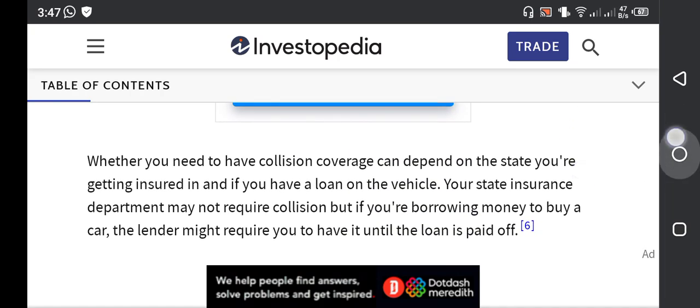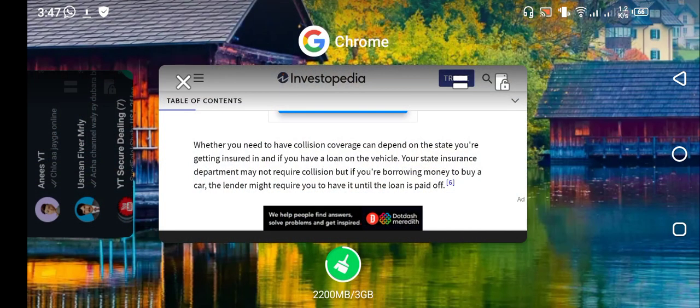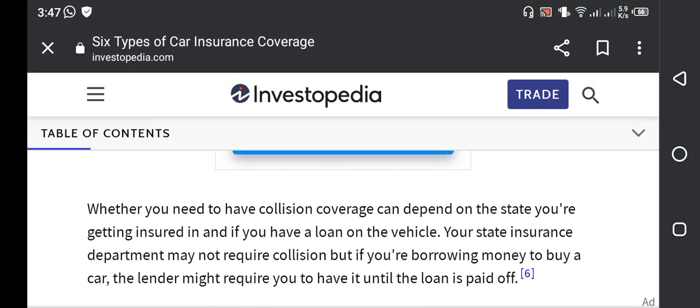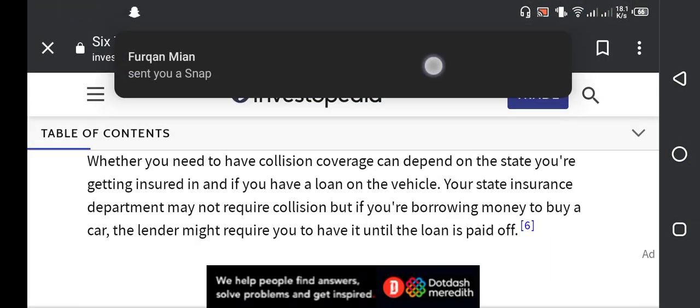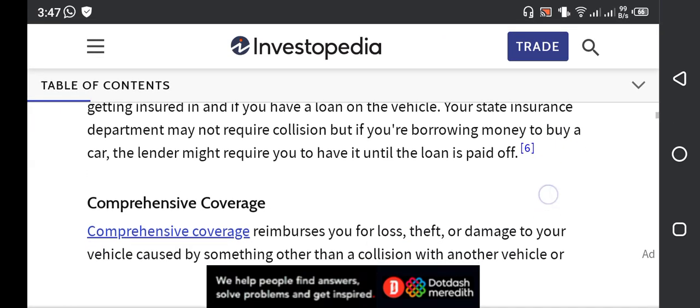Whether you need to have this coverage can depend on whether you have a loan on the vehicle and your state insurance requirements.